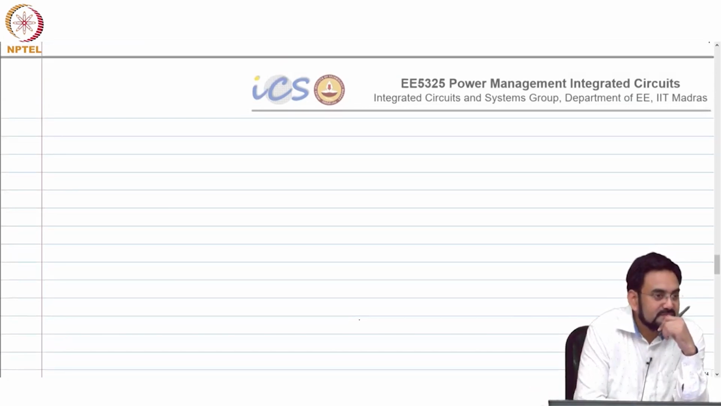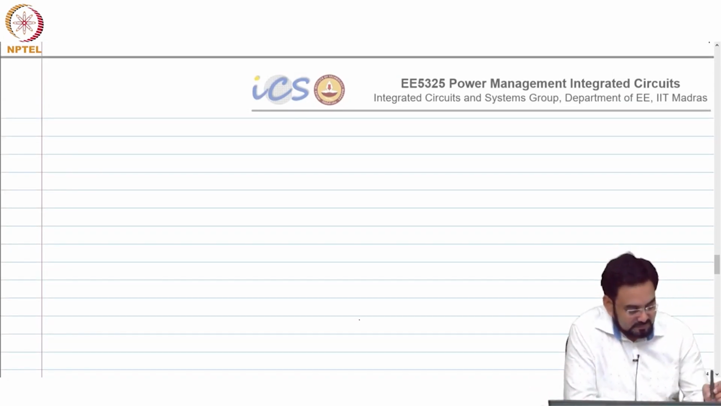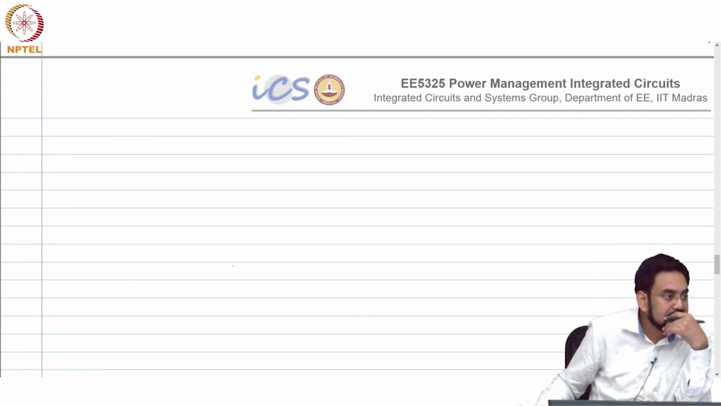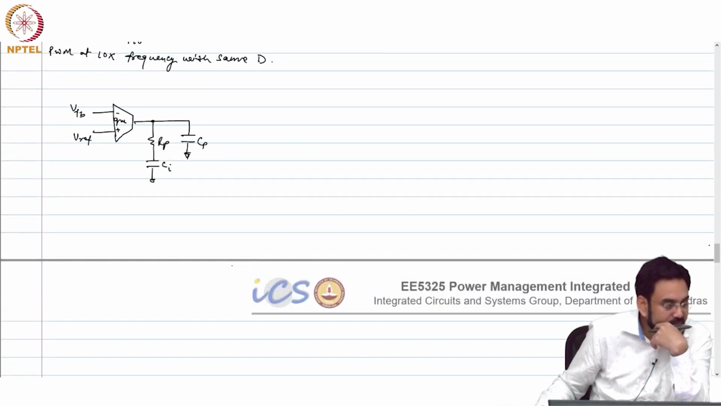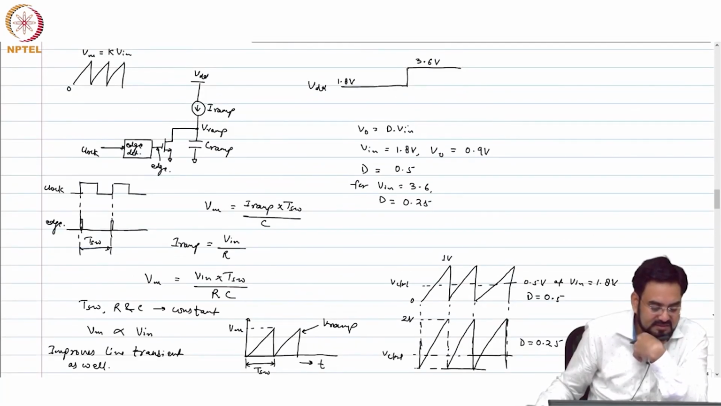Any question? How does the magnitude change, the VRAMP peak to peak value? No, you have increased the current. The charging current is increased. Your C is fixed, TSW is fixed. If I make this IRAMP 2x, what will be the VRAMP? It was going to 1 volt, it will go to 2 volt now. So your capacitor is charging faster now.